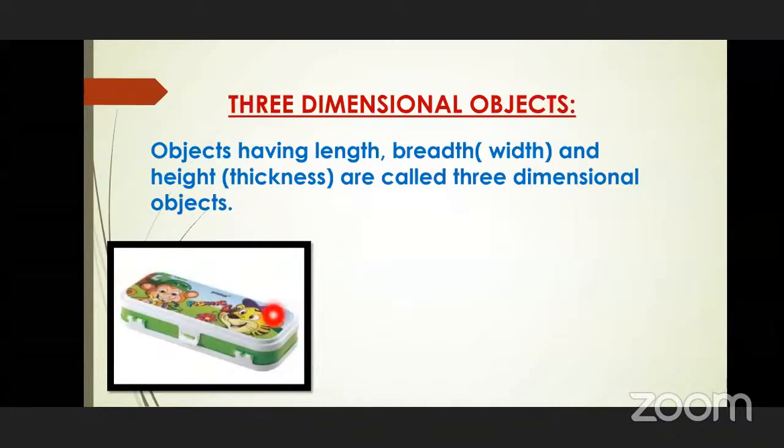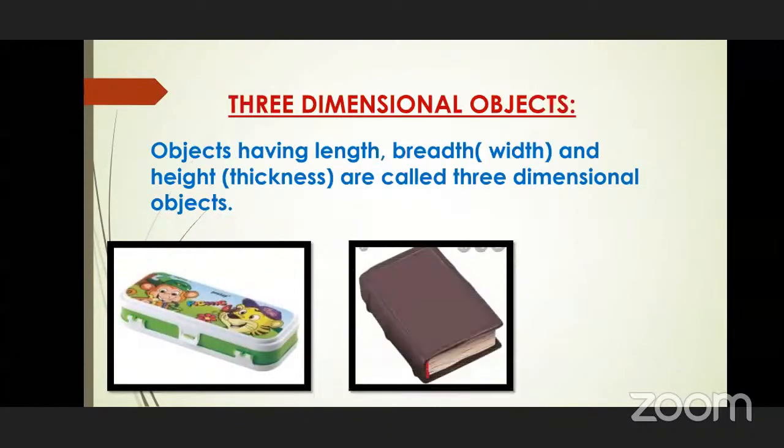Compass. Yes, this is a compass. Now see, in this compass we are able to see the top part. Top part is visible. We can see from this side also, and the front side is also visible. So this is a three-dimensional object. In this we are able to see length, breadth, and height also.